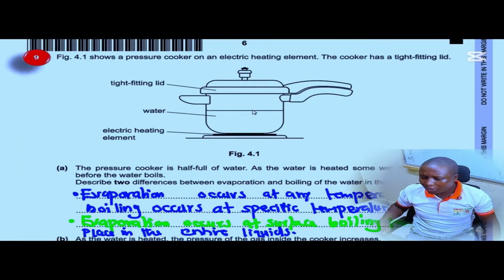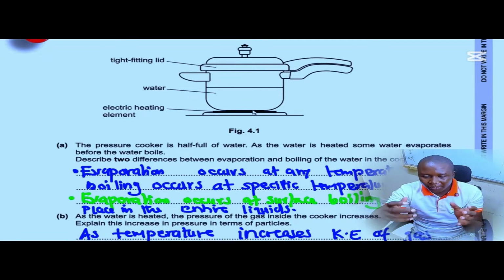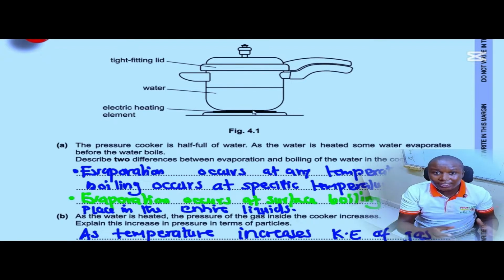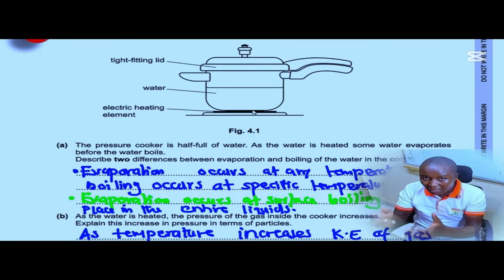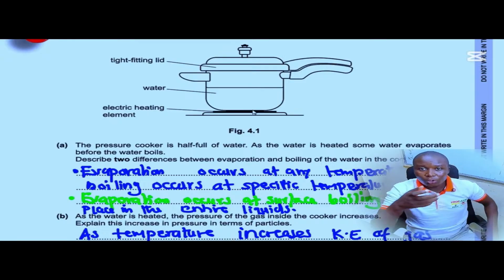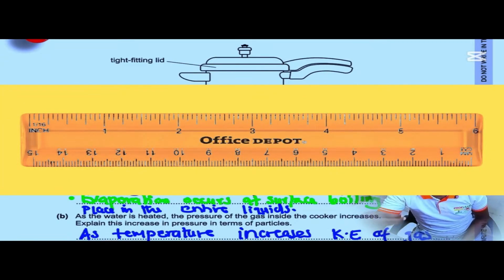So another concept you need to understand is the concept of evaporation. How does evaporation cause cooling? And remember, evaporation takes place on the surface, while boiling takes place in the entire liquid. Evaporation takes place at any given temperature. Boiling takes place at a specific temperature. So you need to understand the differences.